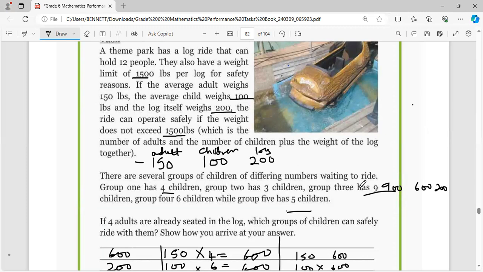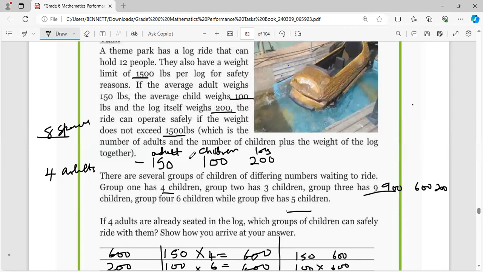A theme park has a log ride that can hold 12 people. Oh, remember, we have to consider the number too, right? So if you have 4 adults, you have to remember that it's 4 adults already in there. So there are only 8 spaces left. So the 9 could definitely not work in any case. So it's only 8 spaces for children because they already said they had 4 adults, which was already there. All right. If the average adult weighs 150 pounds, the average child weighs 100 pounds, and the log itself weighs 200, the ride can operate safely if the weight does not exceed that.